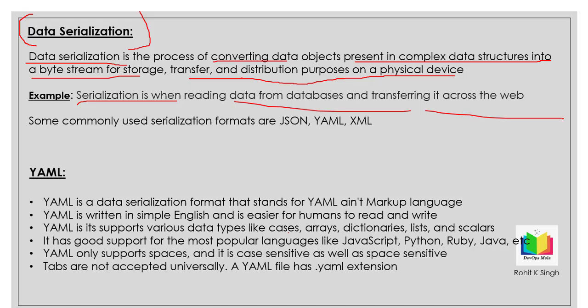So serialization is basically used for this purpose. It is used for converting data objects into a byte stream so that it can be easily transported over the internet. That is why we use a serialization language. Some commonly used serialization formats are JSON, YAML, XML.